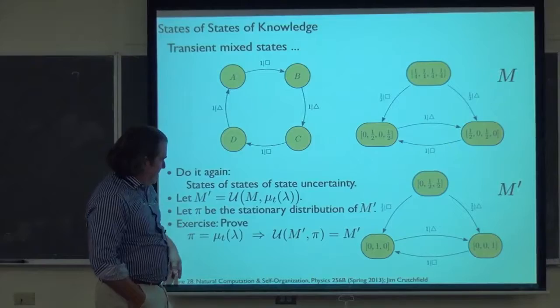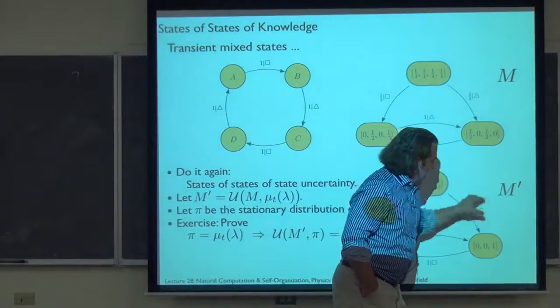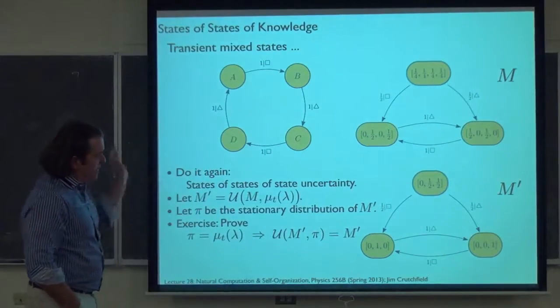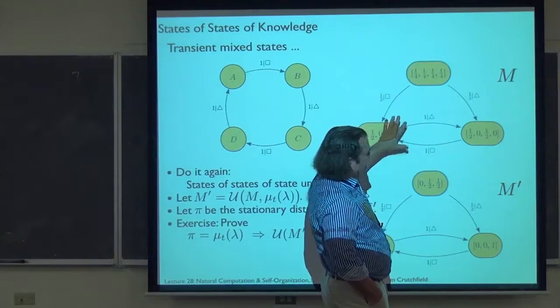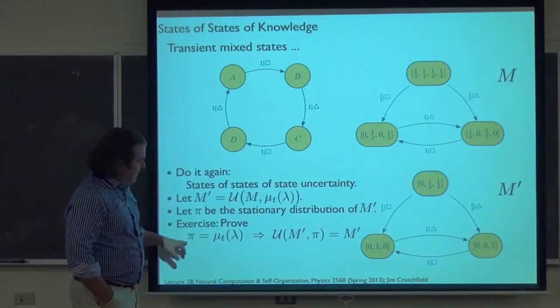In that case, calculate this machine M prime, which actually is isomorphic to the original thing. So it's very interesting. Two applications of this bring us back to the same model. That doesn't happen all the time, but there are certain conditions when it does happen, like, for example, starting the mixed state as pi.